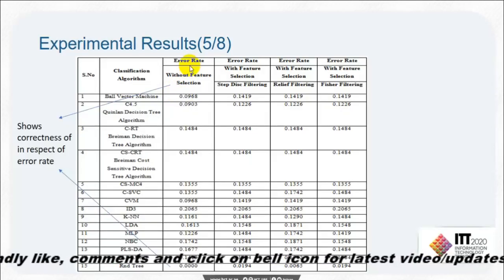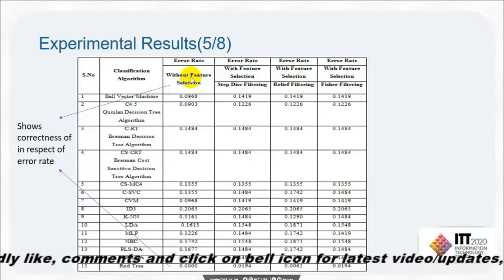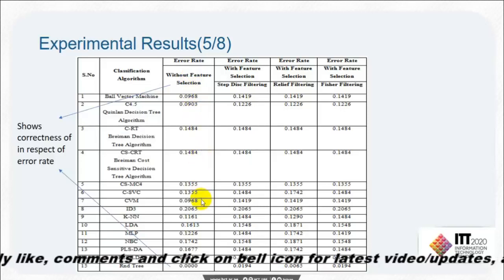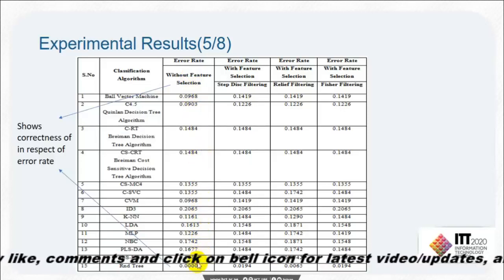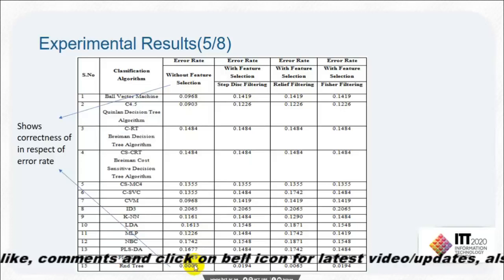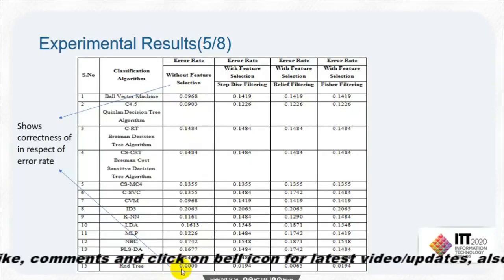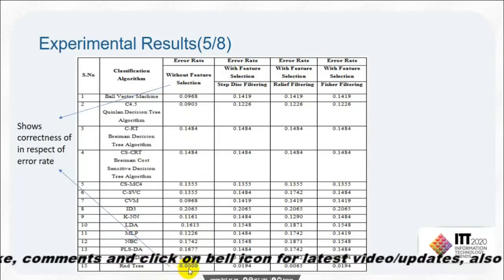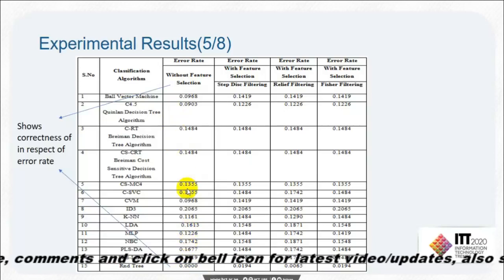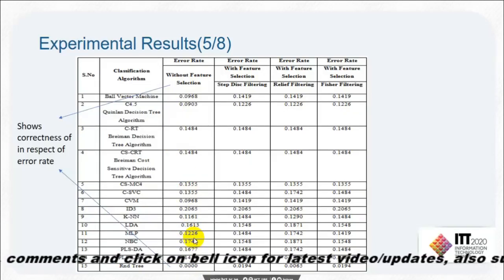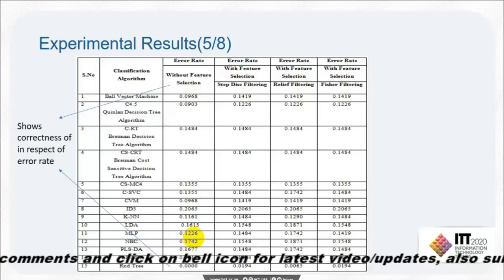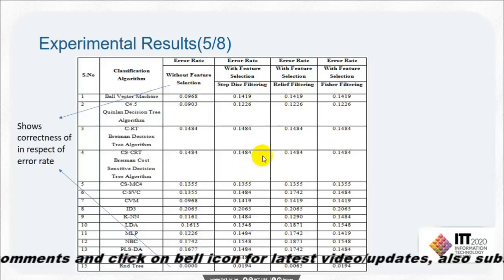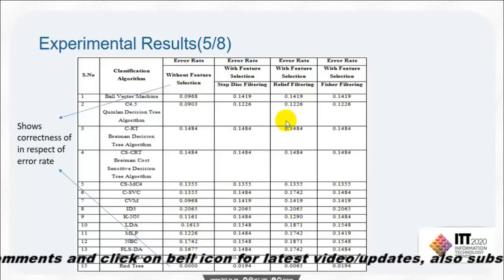If you look at the result in the third column, at the end of the section, serial number 15, random tree shows a result of 0.00, which shows that the overall average result of the third column is good compared to using filter methods.